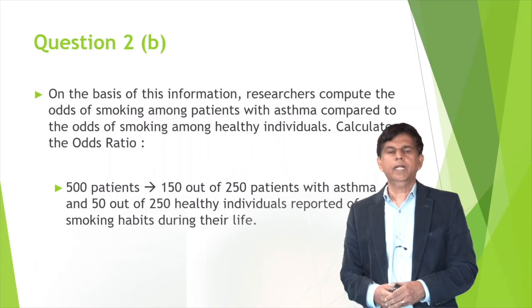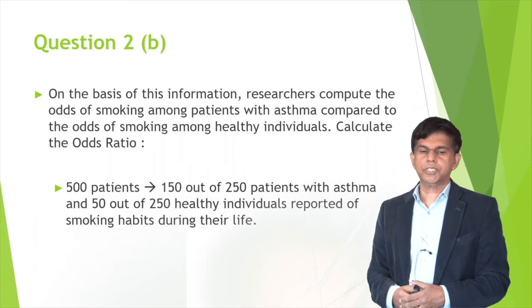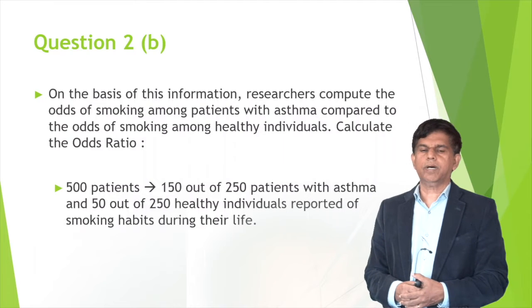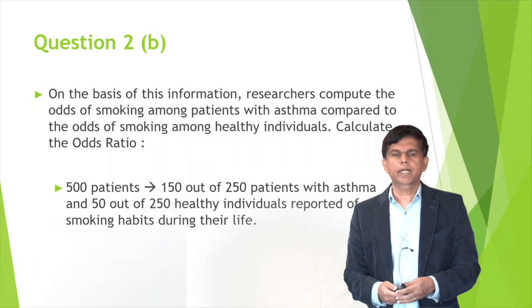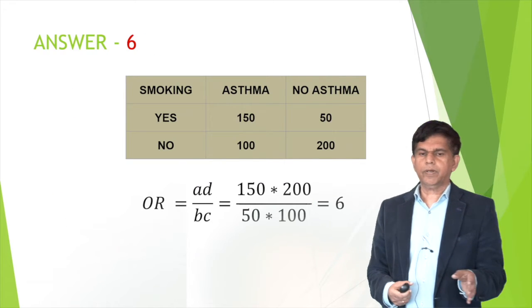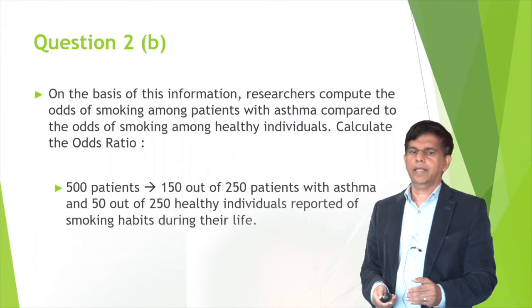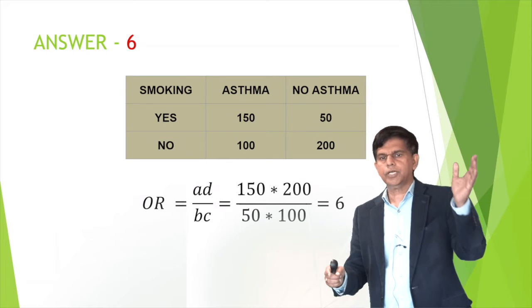Now, number 2. On the basis of this information, researchers compute the odds of smoking among patients with asthma compared to the odds of smoking among healthy individuals. Calculate the odds ratio. You get 500 patients, 150 out of 250 patients with asthma and 50 out of 250 healthy individuals reported smoking habits during their life. I'm going to stop for a while, you do the calculation and then let's see the answer.